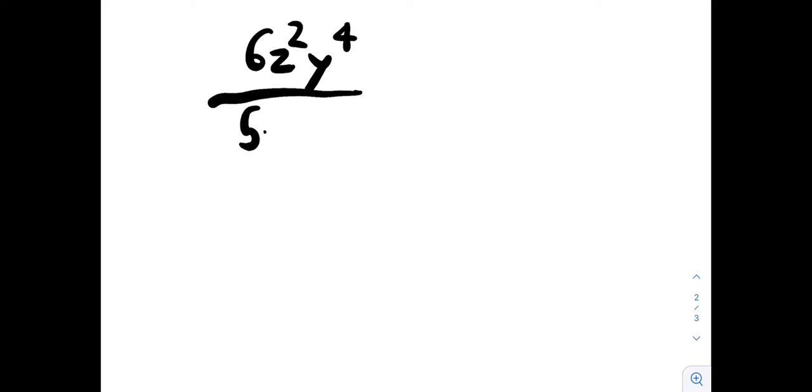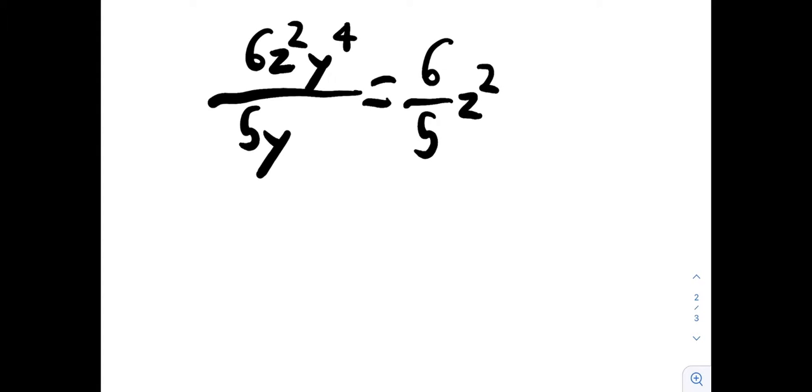In this example, we have 6z squared y to the power of 4 divided by 5y. And so when we're dividing these numbers, 6 divided by 5, we can just leave it as a fraction. And then z squared is just going to stay the same. And then the y to the power of 4 becomes y to the power of 3 because we're dividing by y to the power of 1.